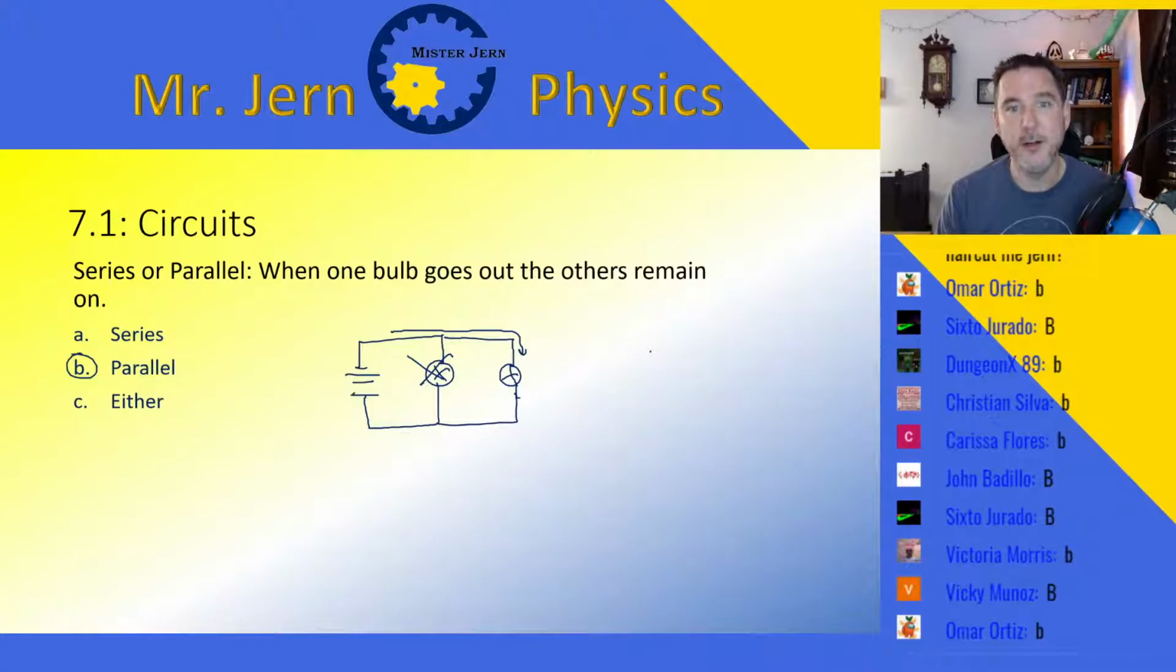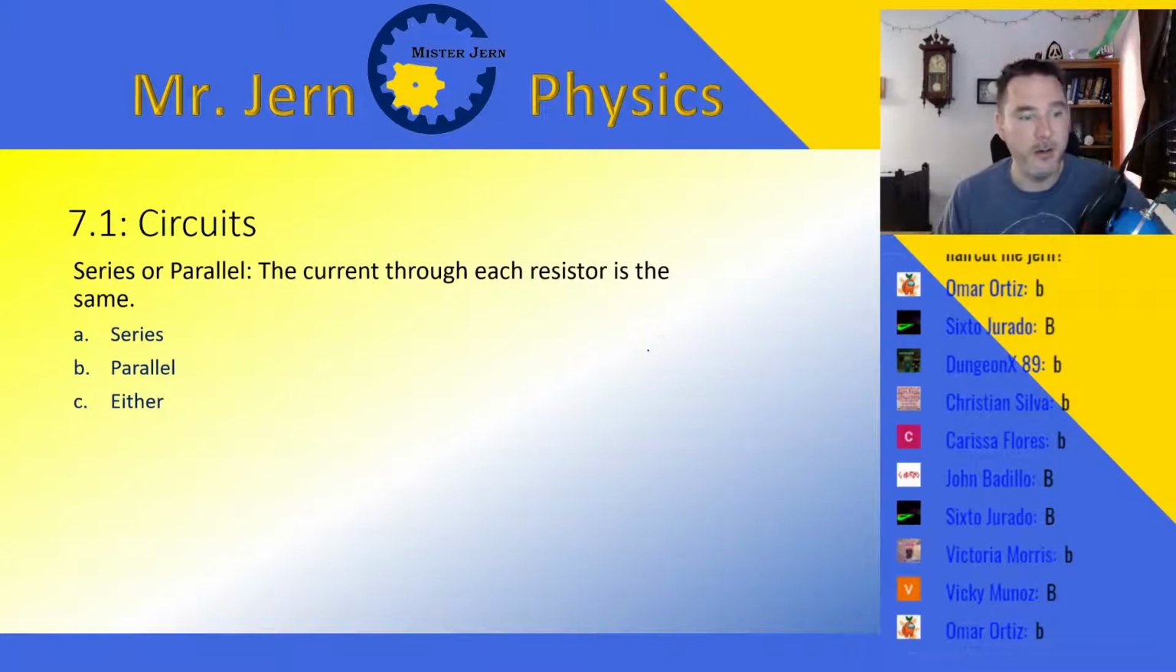Very good. All right, like I said, I hope you're paying attention, maybe writing these down or something, because you'll see similar questions on the test. Series or parallel, the current through each resistor is the same. Every time. Through the resistor, through the battery, through everything is the same. The current through everything is the same.